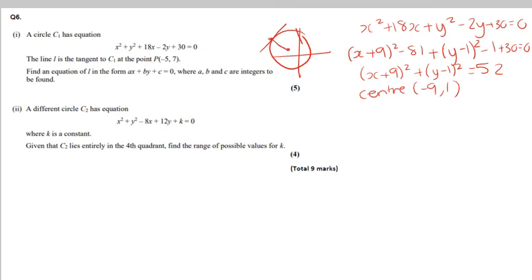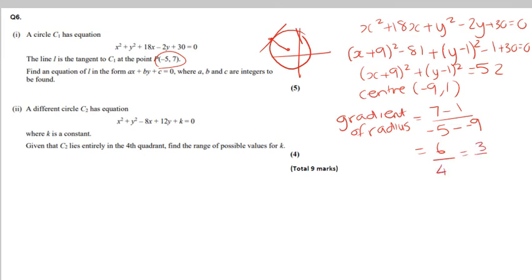So remember, you find the gradient of the radius first, and you know it's the negative reciprocal for the tangent. So far you've got 2 marks for that: a mark for finding the equation, a mark for saying the centre. So the gradient of the radius, you do the difference in y. I've got the point minus 5, 7. So 7 take away 1 over the difference in x, minus 5 minus 9. So 7 take away 1 is 6, minus 5 minus 9 would give us minus 5 add 9, which is 4. So your gradient of your radius is 3 over 2.